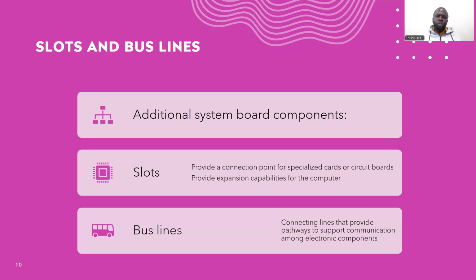Now, your computer can do a lot of things, and for those things to be done, for you to have some cards, like a socialized card, your gaming card, and all the rest of them installed on your computer, that is the work of what? Of your slot. Also, the bus line, as you can see in the picture there, facilitates what? The connecting line that provides the pathway to support communication among electronic components, and that is the function of your bus line.